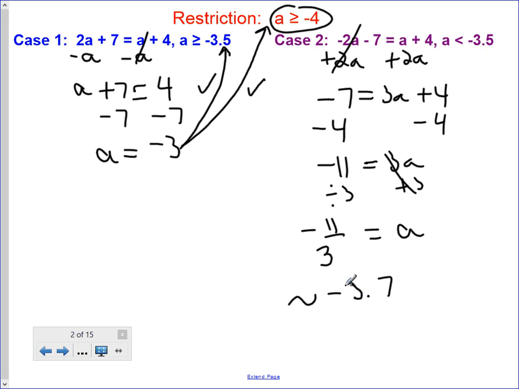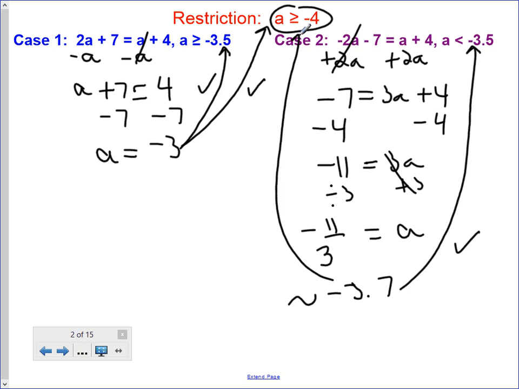So I'm going to use that and check it again in two places. I'll check it in here, my subdomain, and negative 3.7 is less than negative 3.5, which is good. And then I'll also check it in my restriction here, and it says a has to be greater than or equal to negative 4, which it is. So it looks like I have two potential solutions.